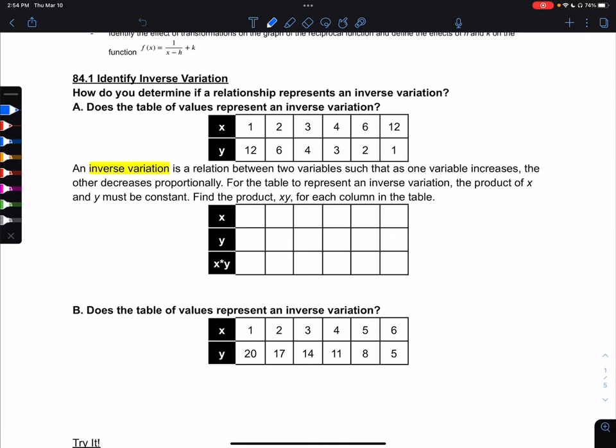We're given x and y values. We have 1, 2, 3, 4, 6, 12, and then 12, 6, 4, 3, 2, 1. So this is what you want to focus on here.